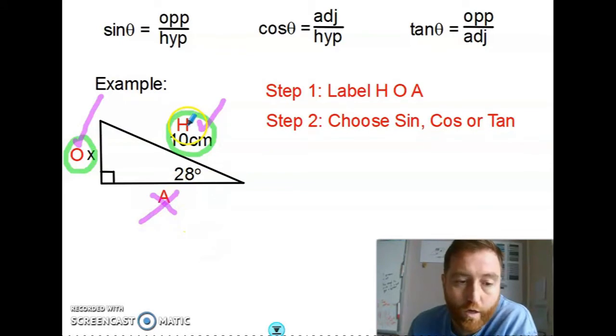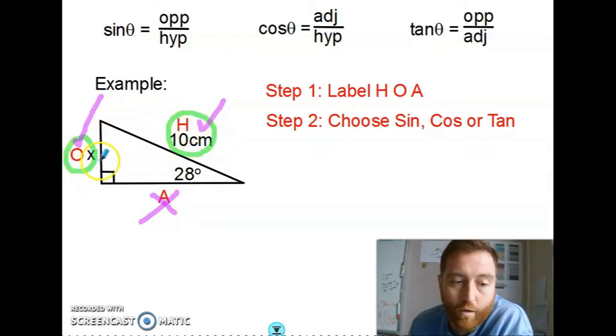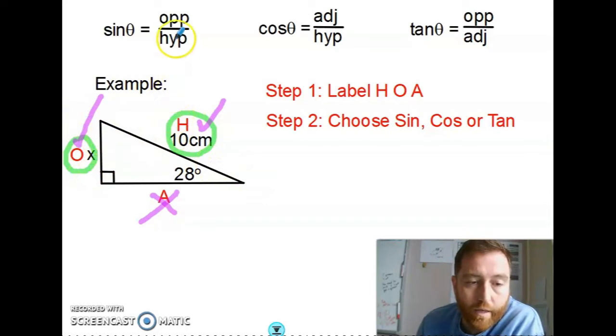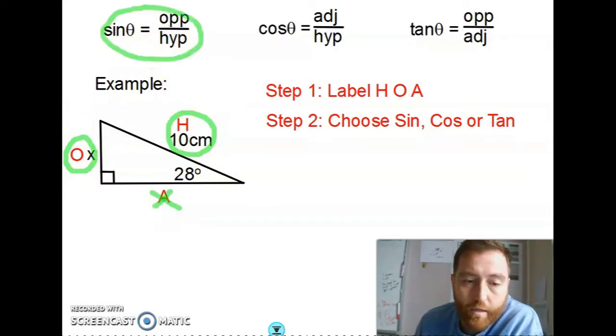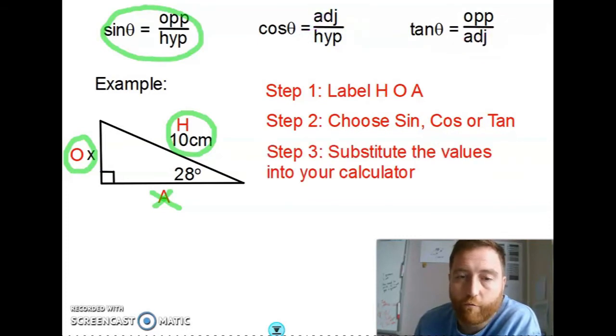So we are dealing with H and O, hypotenuse and opposite. I choose the one that I've got and the one I'm looking for. In this case, O and H, let's have a look. O and H, that is the sine ratio. This one involves adjacent, this one involves adjacent, so no good. Okay, so we've chosen sine. That's the ratio we're going to use.